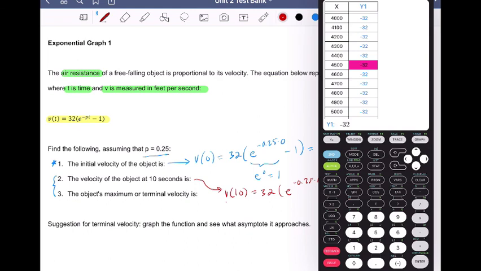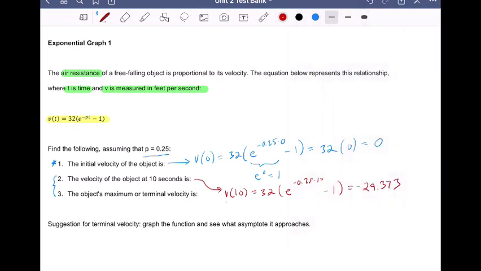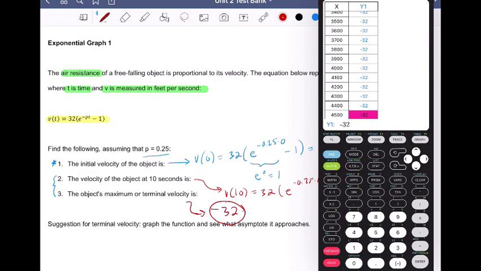All right, so that means we're mapping the velocity of this thing. There's a limit on that velocity, a number that we're approaching, and that's negative 32. And that's just here in the table. All right, I hope this helped.